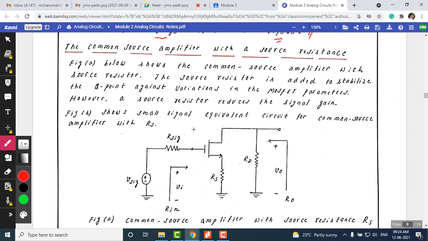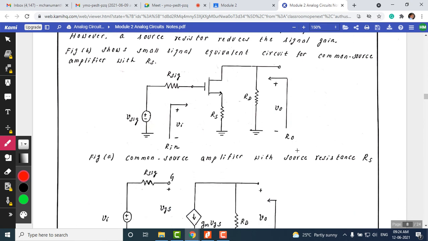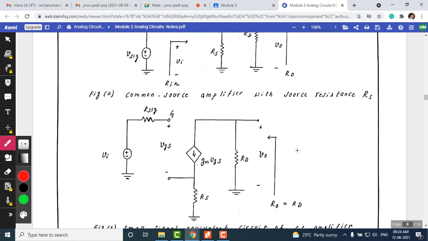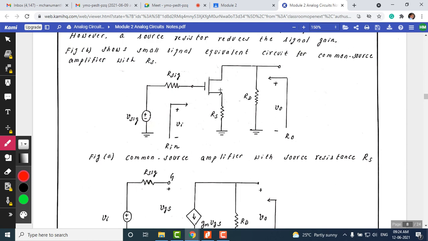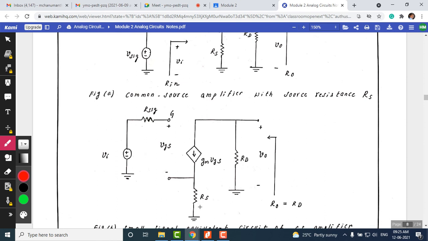So this stabilizes the operating point of the transistor for any variations in the MOSFET parameters. Now let us write the small-signal equivalent for this circuit and characterize the amplifier, that is, find the various parameters of the amplifier. Replace the MOSFET with its hybrid pi model equivalent circuit. When we do that, the resulting circuit is shown here.